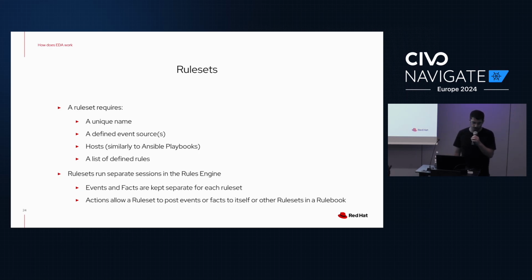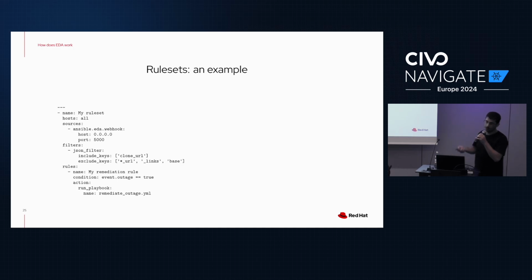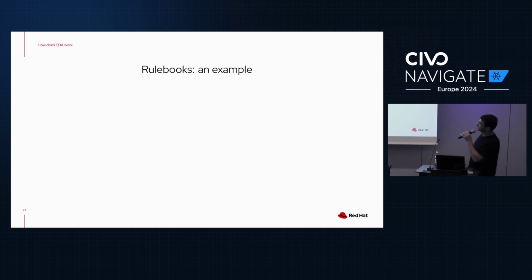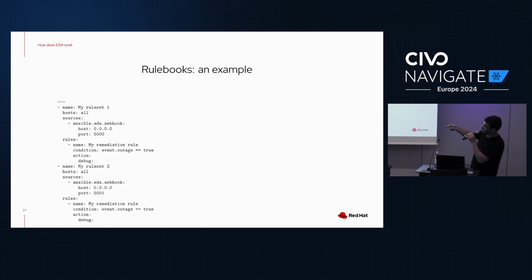So, an example of a rule set. This is a functioning rule set. You would have at least one source, maybe some filters, and then at least one rule. Very straightforward, I think. And then you can put multiple rule sets in rule books so that you can have a higher level of abstraction for those kinds of concepts. For rule books, this is the first rule set that we have just seen in the previous slide, and this is the second rule set, which has its own source and its own rules.